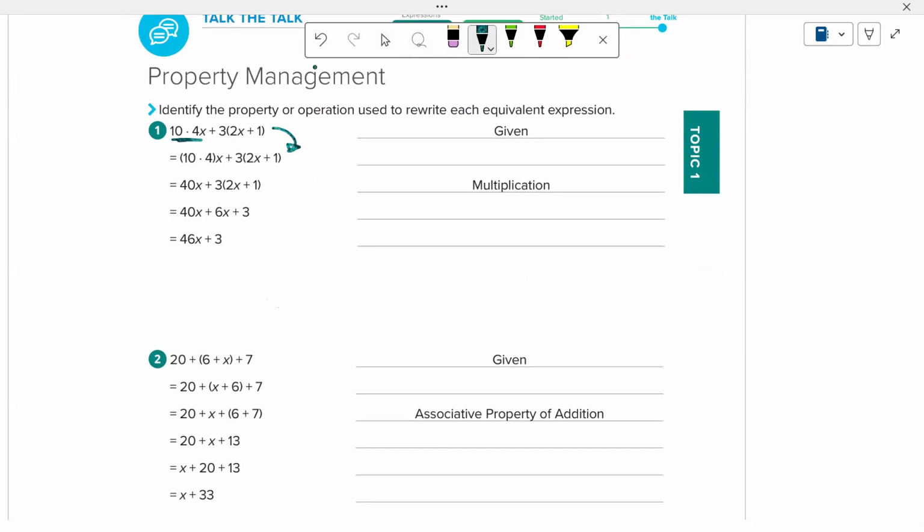Why is my pen not working? Work, pen, work. Y'all, I'm having technical difficulties, please. Oh, it's working now. Okay.